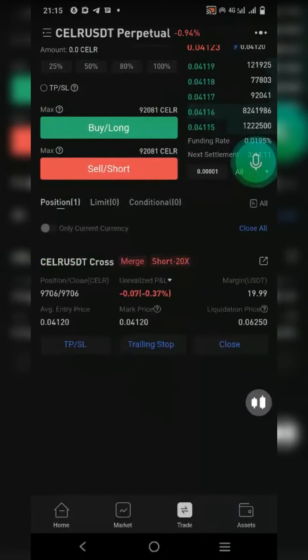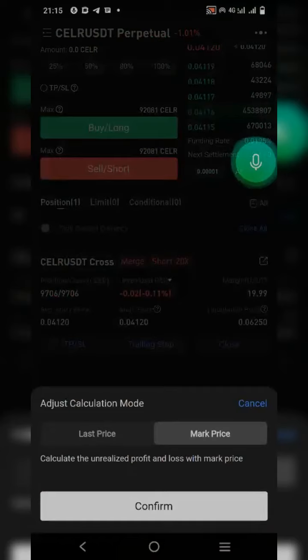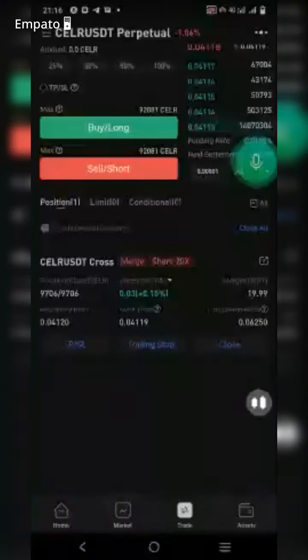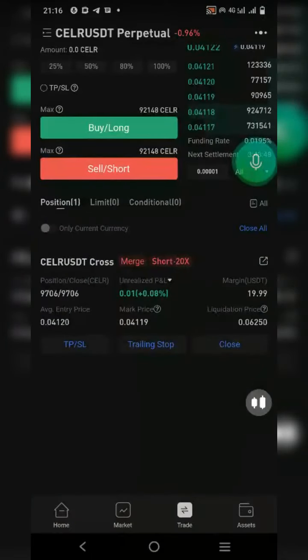Earlier, I have an unrealized P&L, which is unrealized profit and loss. It's changing. You see, when it's on loss, it's red. When it is on profit, it's green. I'm currently on a profit of 0.12 US dollars. It keeps on fluctuating as the market changes. So I have a margin of 19.9 US dollars, which is almost equivalent to 20 US dollars. And liquidation price. You understand what this means?